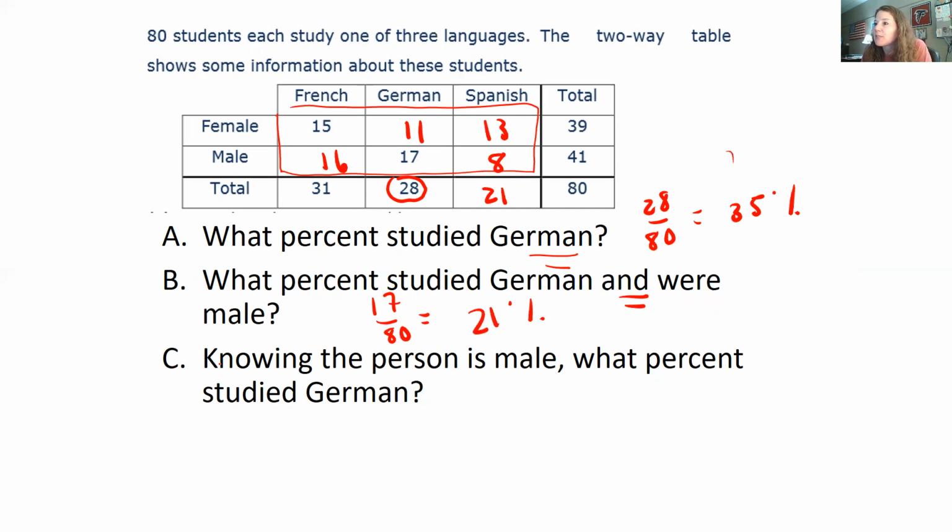All right, and then the last one, knowing the person is male, we're only talking about these 41 male students. This is conditional. Knowing the person is male, 41 males, what percent studied German? Well, 17 out of those 41 studied German. 17 out of 41, which is about 41%. All right, I think we got it.